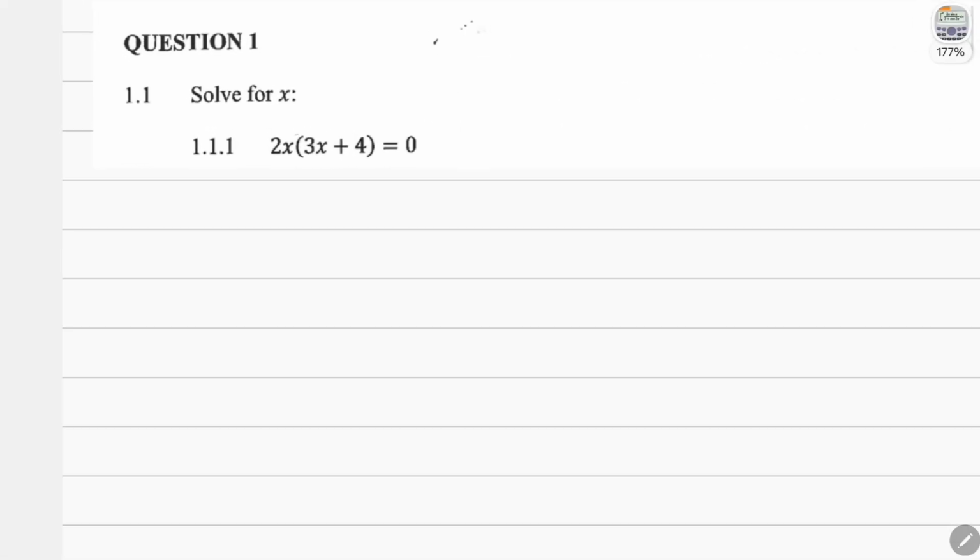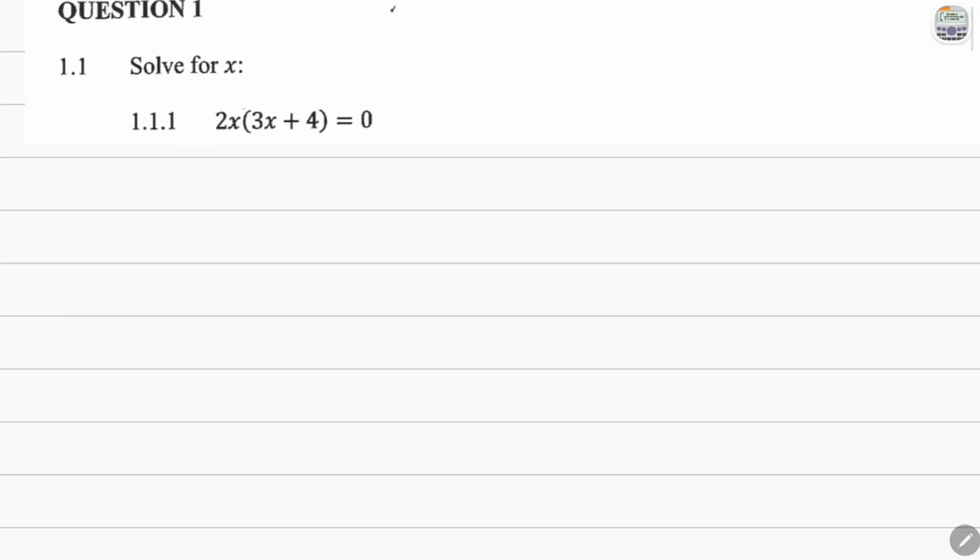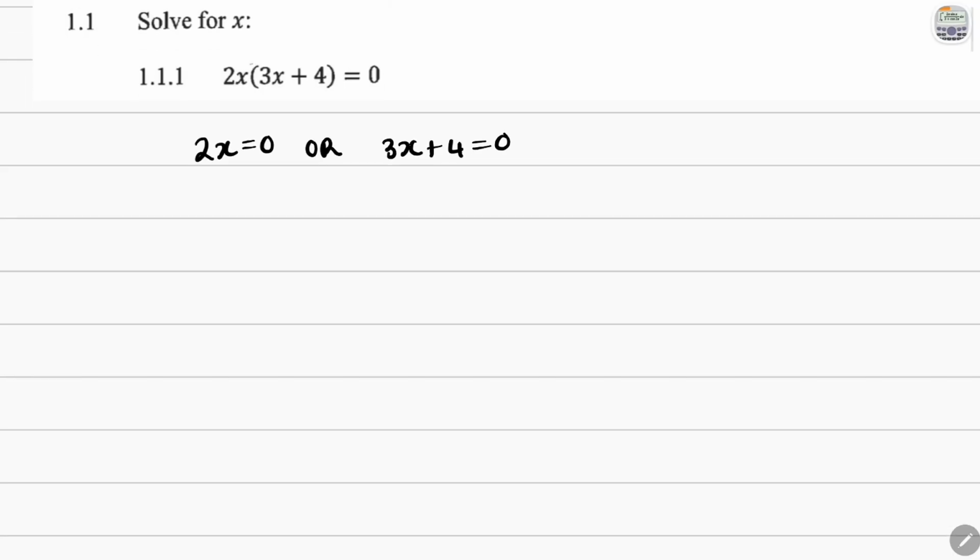Question 1.1.1 says we have to solve for x given this equation. So notice the form it is in. We have a value multiplied by another value and it gives us 0. The only way this is possible is if the first value, the first factor we have here, 2x, is equal to 0, or the second is equal to 0. And then this will work out.